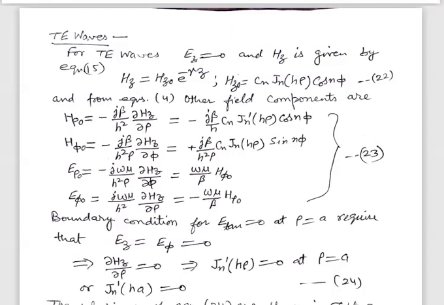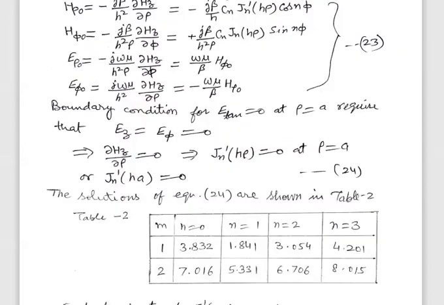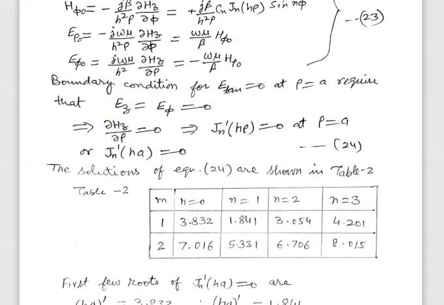And from equation number 4, the field components with the help of equation number 22 and also by considering the value of Ez equal to 0. So these equations will be shown in equation number 23. Now we again put the boundary conditions. The boundary condition is that at the surface of the cylinder, that is at rho equal to A, the tangential component of the electric field will be 0. It means Ez and E phi will be 0.